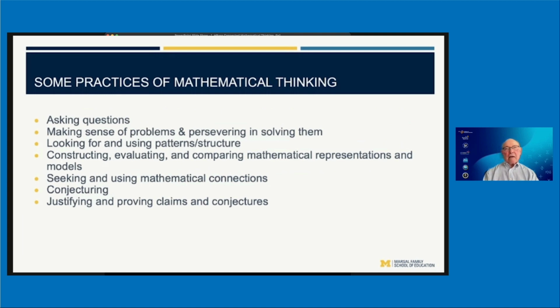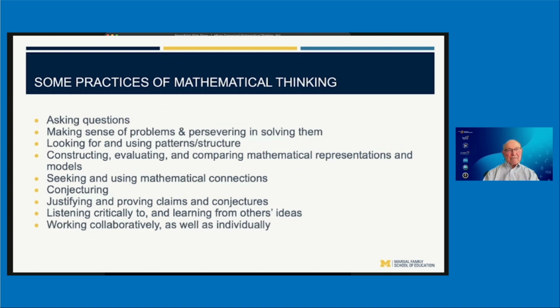For example, the NCTM standards in 2000 argued that proving in mathematics should be a learning objective K through 12, which was a pretty radical suggestion, but nonetheless, most of our students experience proof for the first time, maybe in a high school geometry course. Listening critically to and learning from other people's ideas. And both parts of that are very important. And finally, working collaboratively as well as individually.